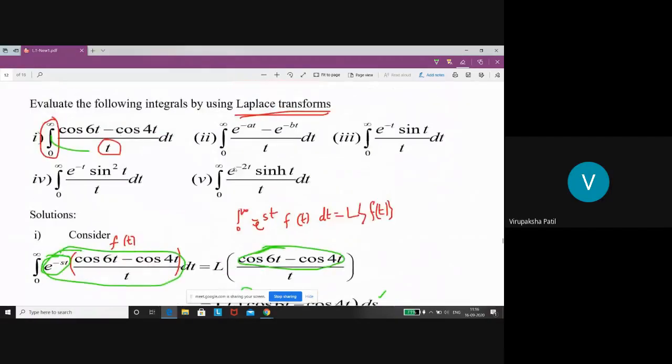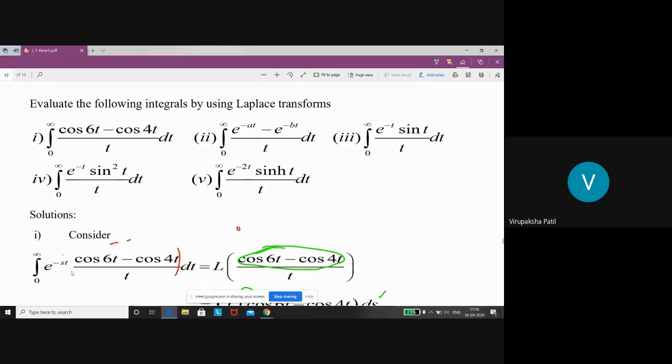What is the next example? Can you see the second example there or not? Yes, sir. Find the Laplace transform of... Sorry, I'm sorry. Not find the Laplace transform. Evaluate the integration 0 to infinity of (e to the power minus at minus e to the power minus bt) divided by t with respect to t. Okay, integration with respect to t.